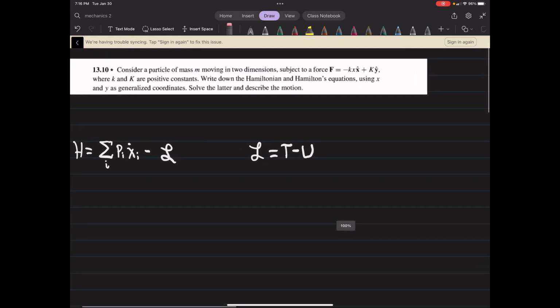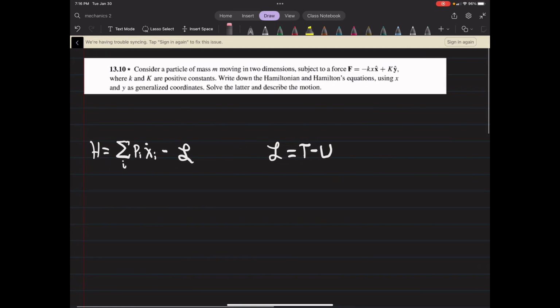So this is problem 13.10 out of Taylor's mechanics textbook. And it is very similar to a previous problem we did, but now this is two-dimensional, and now we're not given the potential explicitly. So our Hamiltonian is defined as I have here, and our Lagrangian is defined as it is here to the right.